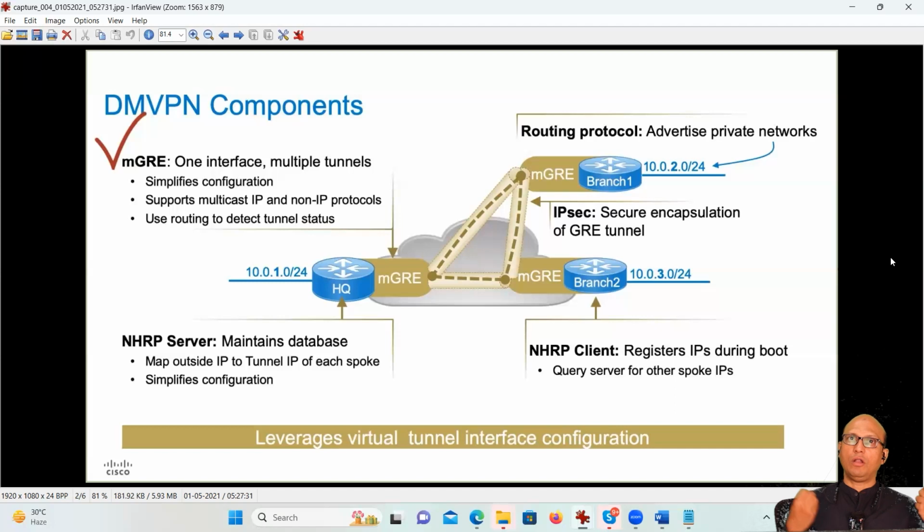IPsec's commitment is security of data. GRE's commitment is what? Tell me what you want to send from one end to another and I'm going to send it. But what is the use? You will send it, but who's going to provide the security? So yes, see, simple, no?